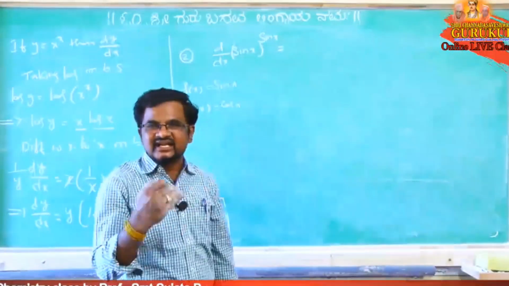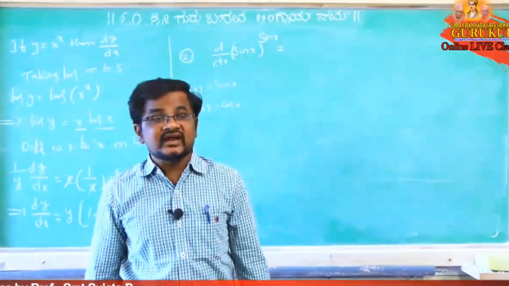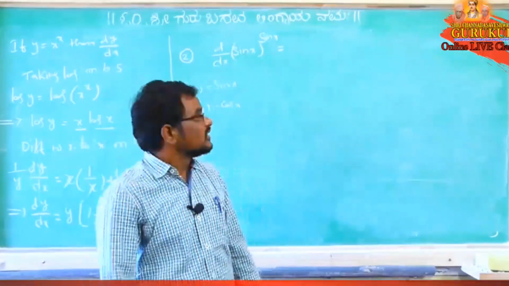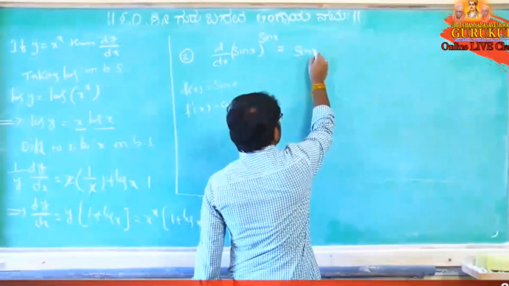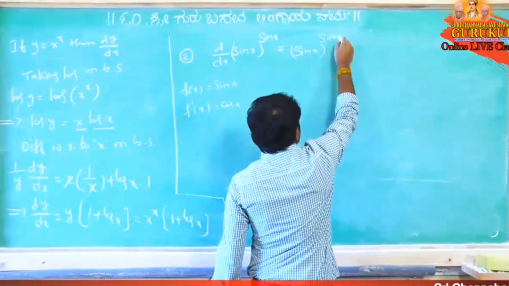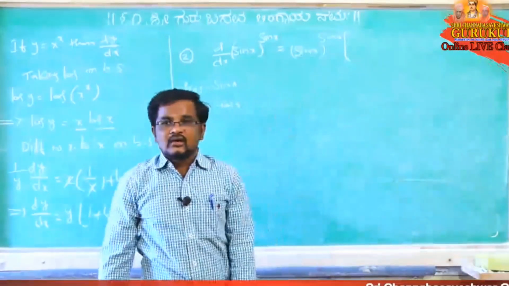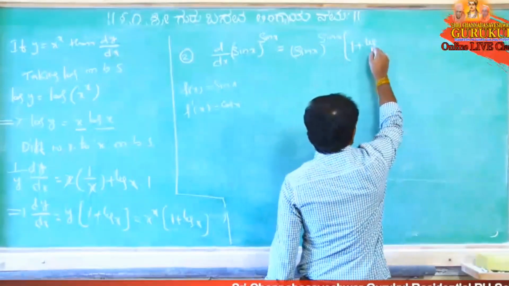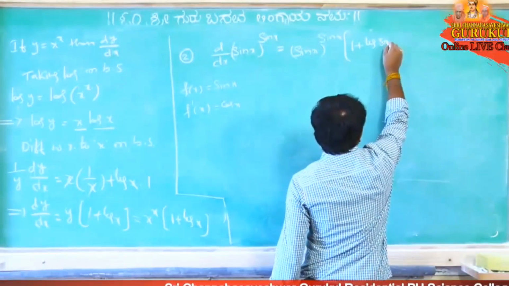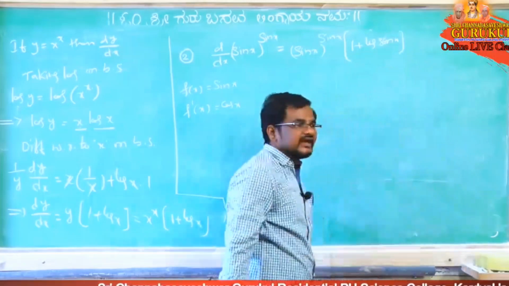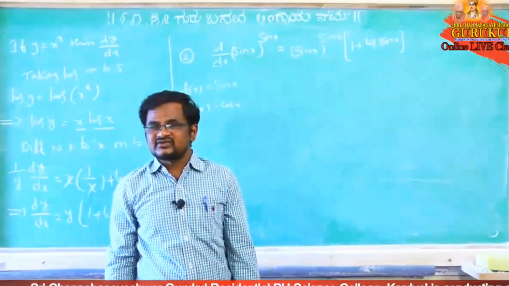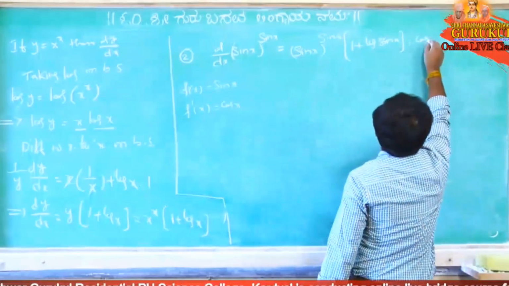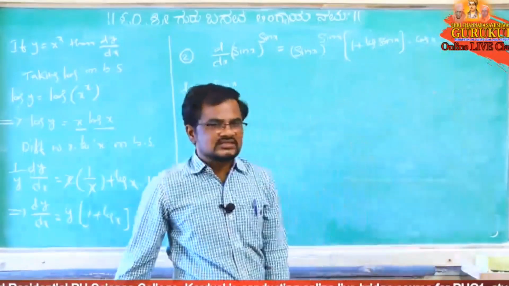Suppose this problem is given in the entrance exam. What is our condition? (f of x) whole power f of x means (sin x) whole power sin x into 1 plus log of f of x, that is 1 plus log of f of x. f of x is sin x, into f dash of x. What is the differentiation of sin x? Cos x. That's it.